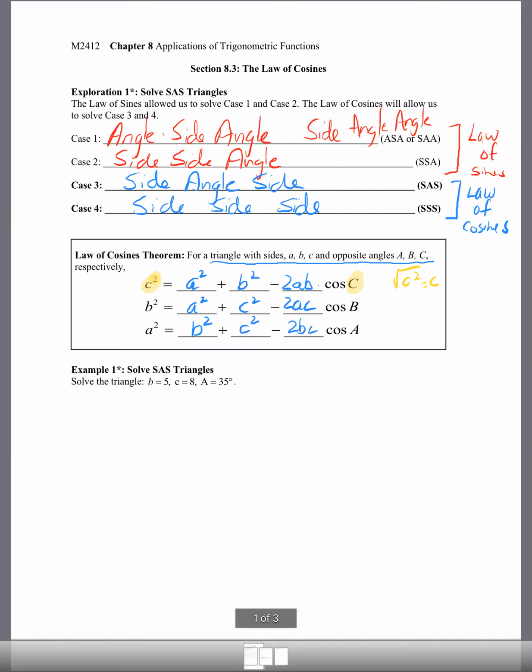If we go back and look at this first example, it says that we've been given b is 5, c is 8, and A is 35 degrees. Like I've tried to convince you, sketching the triangle is the most important thing to do. For an angle of 35 degrees, I could come in here and eyeball that a little bit. I could call this angle A, and go ahead and put a 35-degree mark.